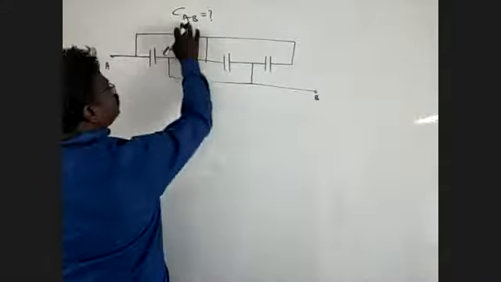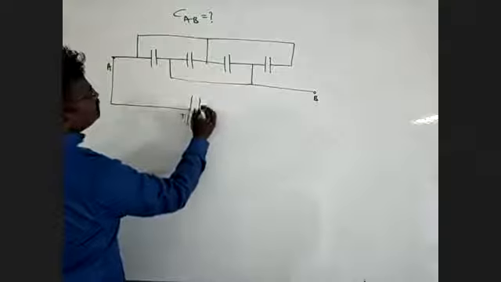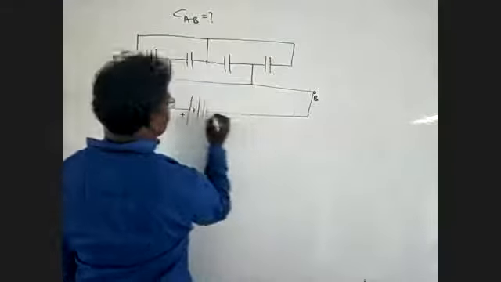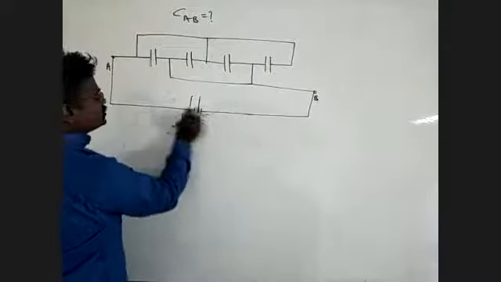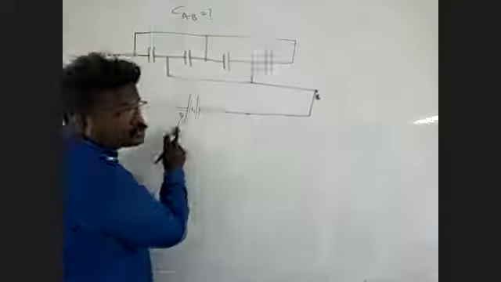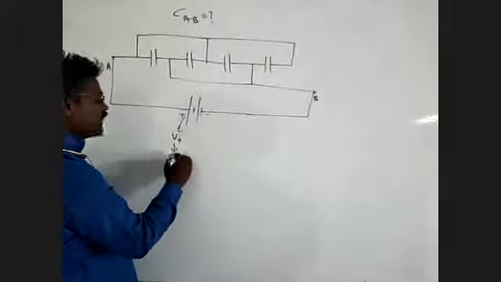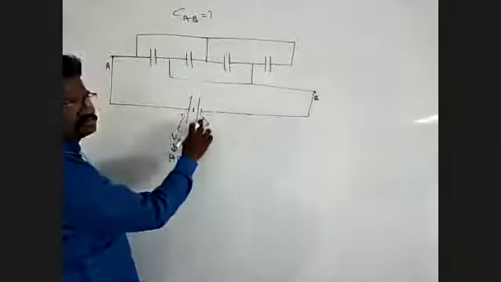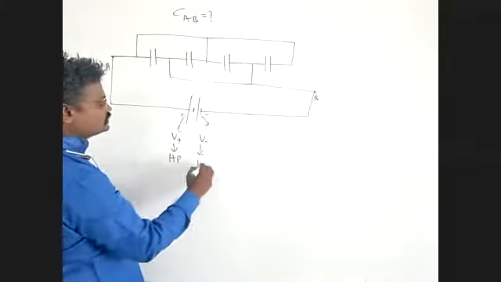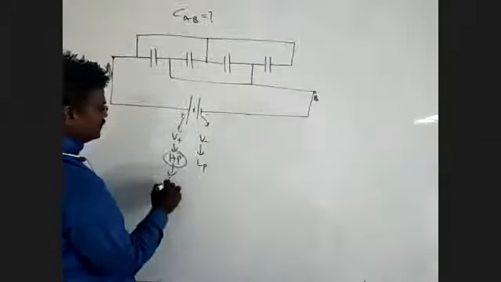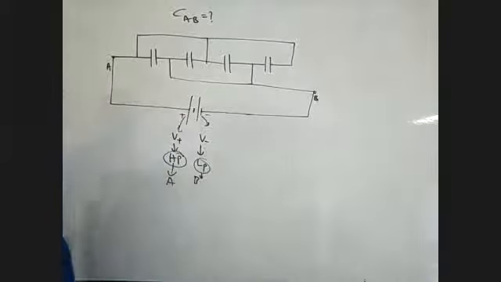Now let us find out CAB. A is connected to the positive terminal and B is connected to the negative terminal, so A is connected to higher potential. A positive plate having positive charge gives positive potential; we call this high potential. The negative plate having negative charge gives negative potential; this is low potential. So A is connected to high potential, B is connected to low potential.